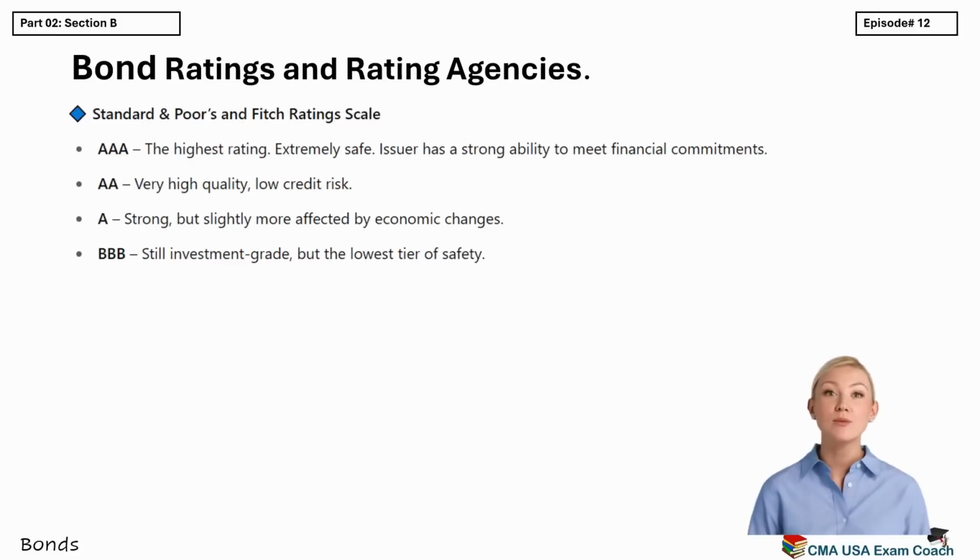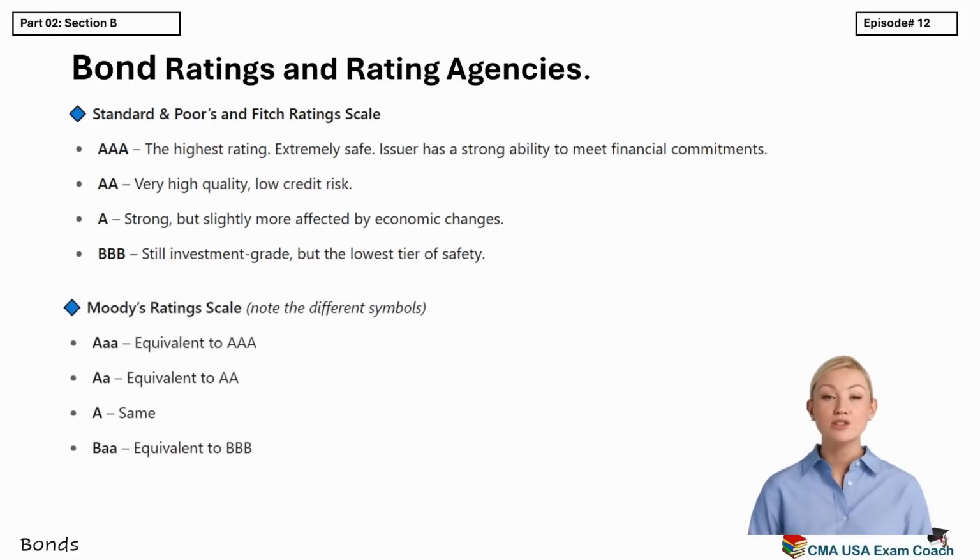Moody's rating scale, note the different symbols. Aaa, equivalent to AAA. Aa, equivalent to AA. A, same. Baa, equivalent to BBB. All of these above ratings are considered investment-grade bonds, meaning they are suitable for most investors, including institutions like pension funds.